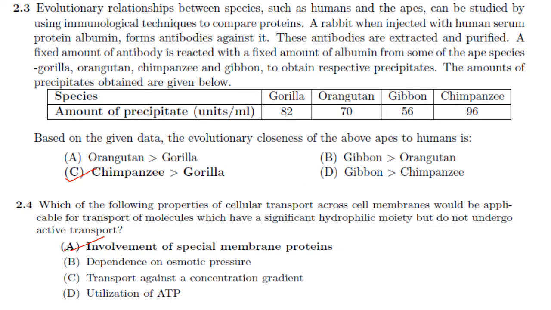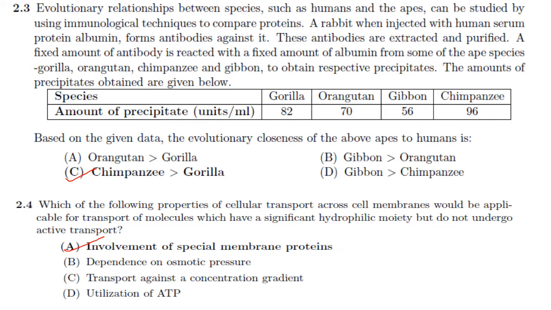Next one. Evolutionary relationships between species such as humans and apes can be studied by using immunological techniques to compare proteins. A rabbit, when injected with human serum protein albumin, forms antibodies against it. These antibodies are extracted and purified.